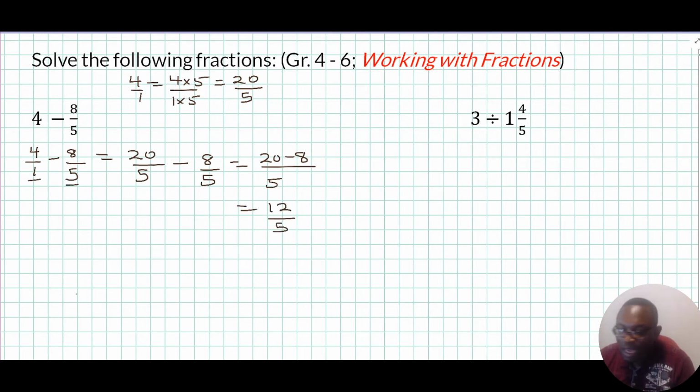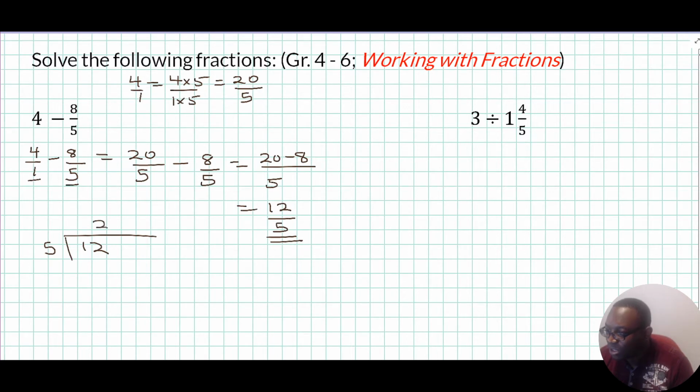This is going to give me 12 over 5. Now that we have an improper fraction, we can leave it in this form, or we can convert the improper fraction to a mixed number. So 12 over 5. I'm going to divide 12 by 5. So how many groups of 5 do we have in 12?